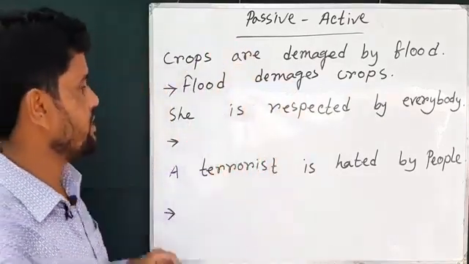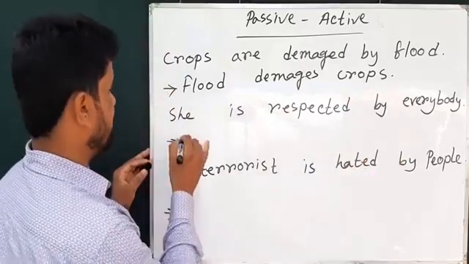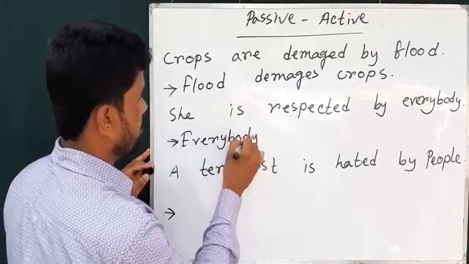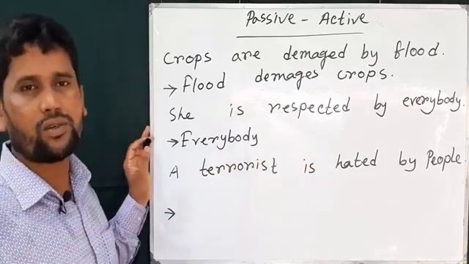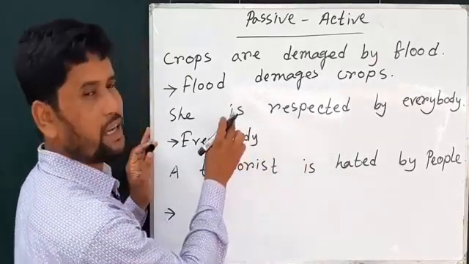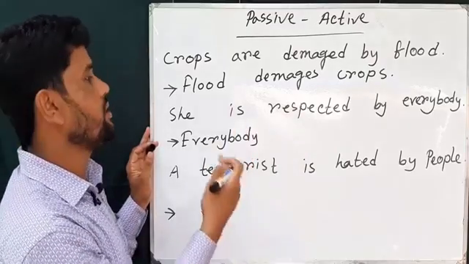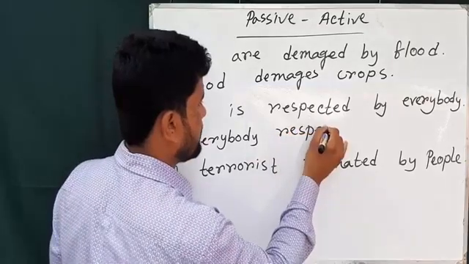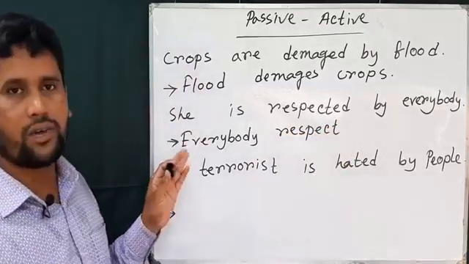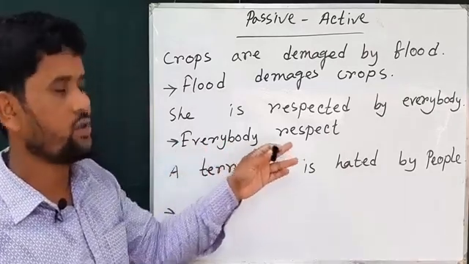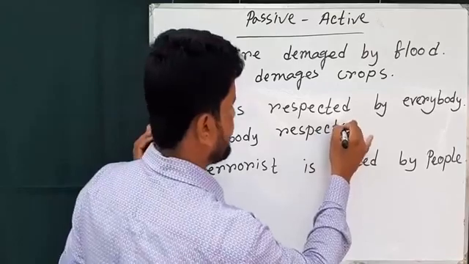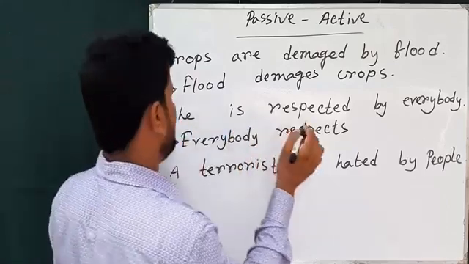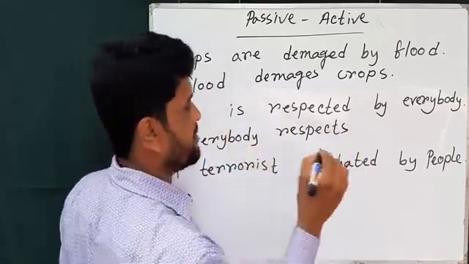Just like this: object, turn the object into subject, everybody. And then use verb according to tense. It is present indefinite tense. When we find am, is, are and verb 3 in the passive sentence, then we use the present form of verb. So respect. And when we find everybody, everyone, nobody, no one, none as the subject, we use a singular verb. So s in the present indefinite tense, and then turn the subject into object. She. What is the object? Her.